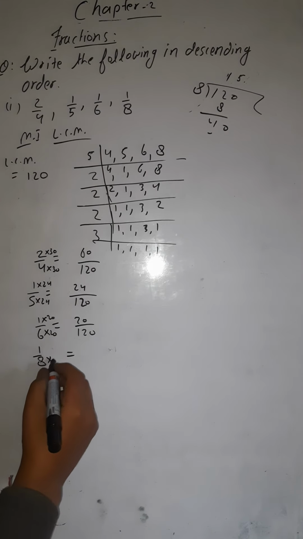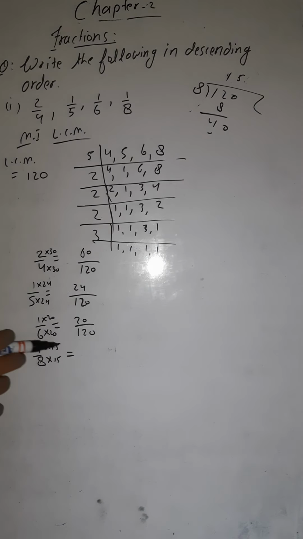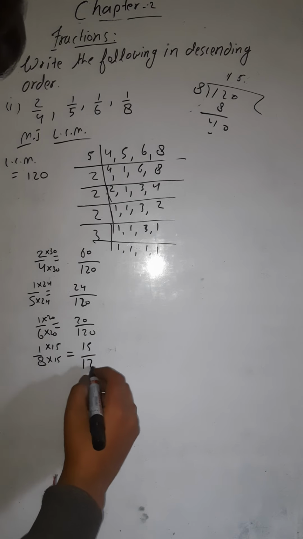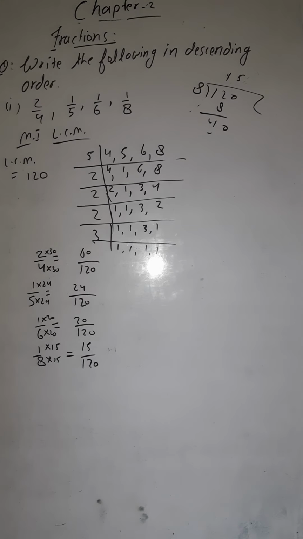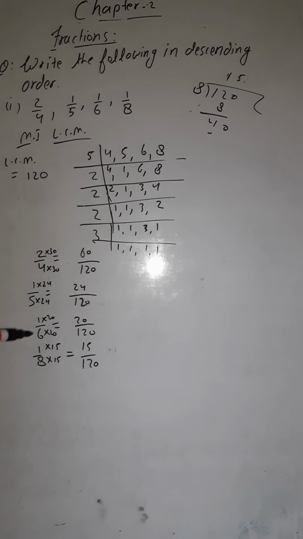So multiply here also by 15 and the numerator also by 15. Just multiply 15 times 1 is 15, and 15 times 8 is 120 again. Okay. So now I have changed all the fractions into the denominator as 120.